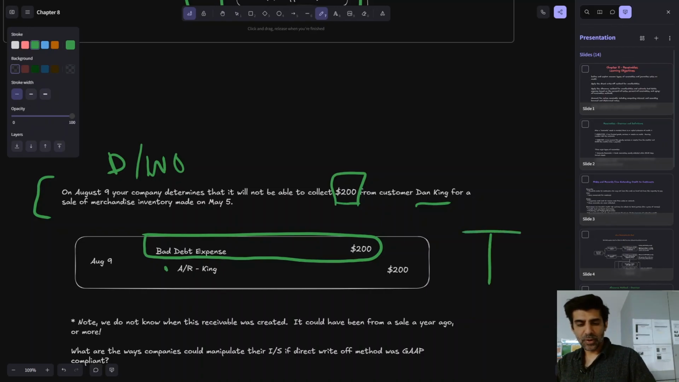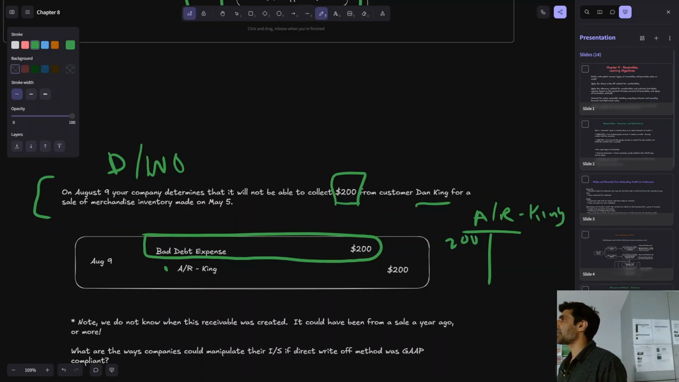Because before, we had account receivable for King. We were sitting happy thinking we're going to collect $200 from this guy. We had an asset worth $200, but now this guy calls us up and we're like, we're not going to collect it. So this asset needs to go away. It needs to go to zero. So we need to credit this 200.